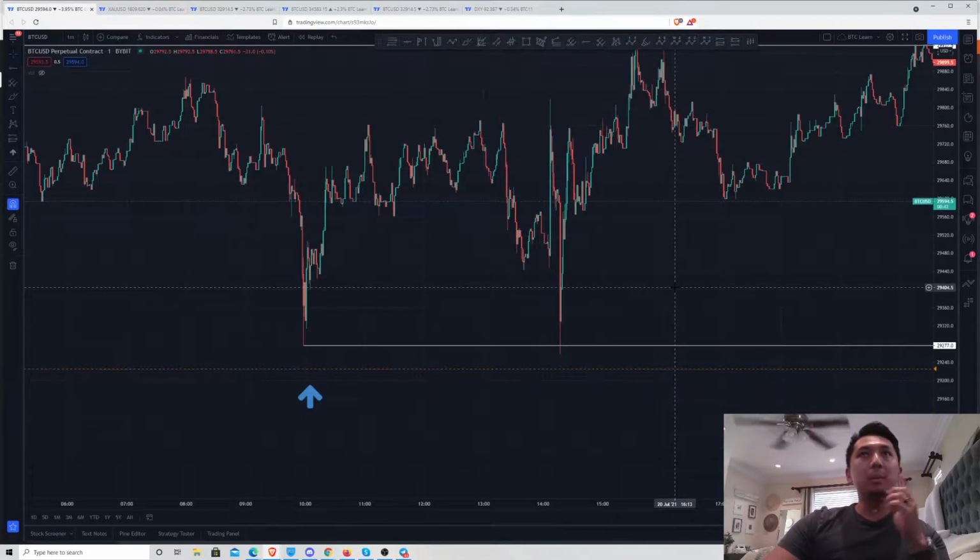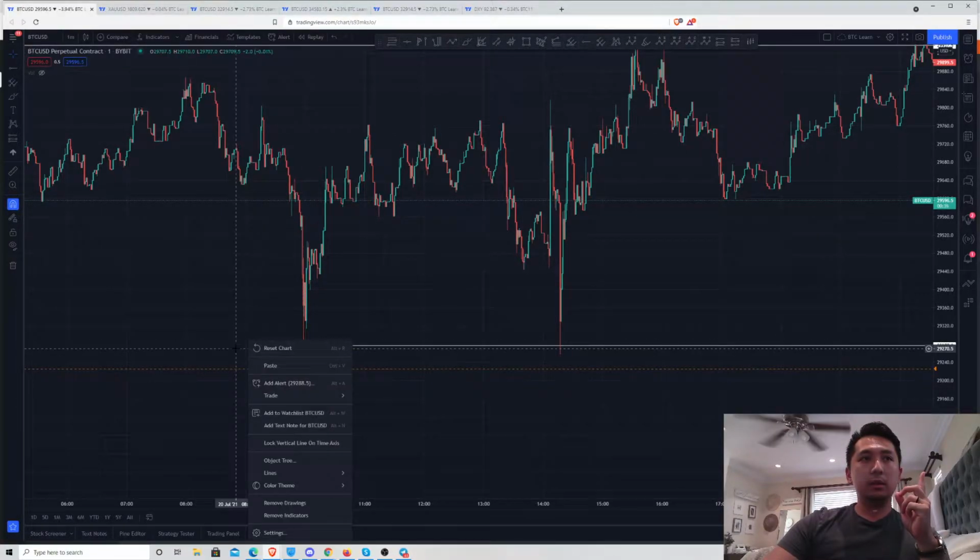The best thing to do is on TradingView, you set an alert. So add alert.